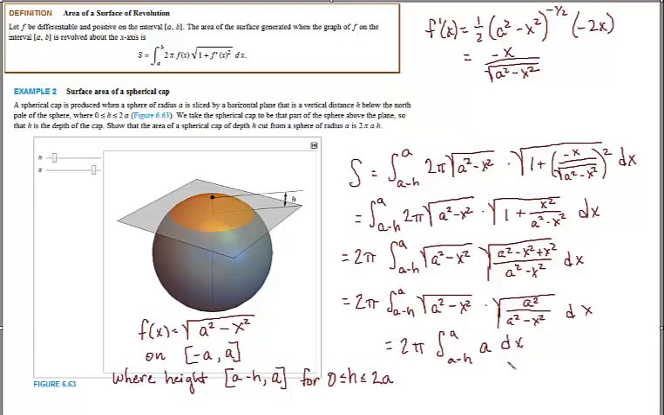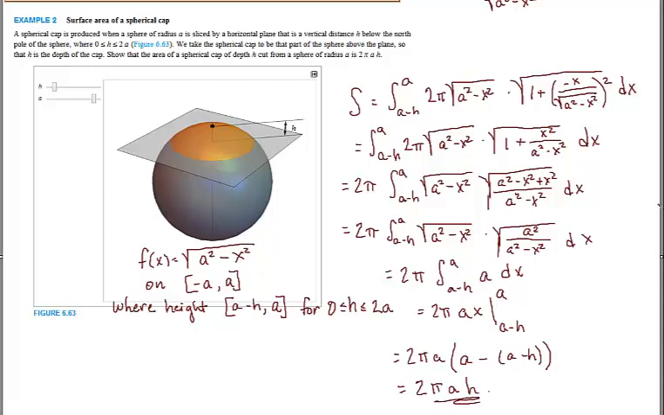That's nicely integratable. That would be 2 pi a x. Use my limits of integration, and then just plugging in those limits and getting my final answer. And there we have it. When I plug in the a minus h, I believe I get what it was they were after.